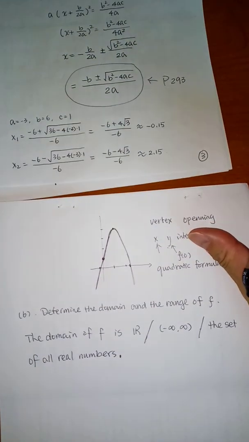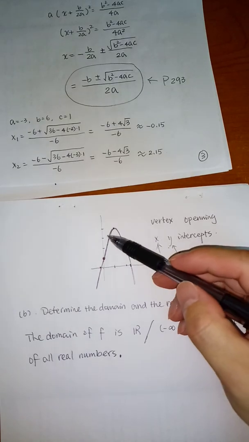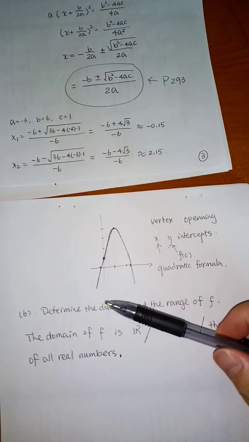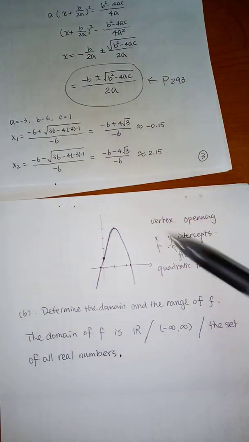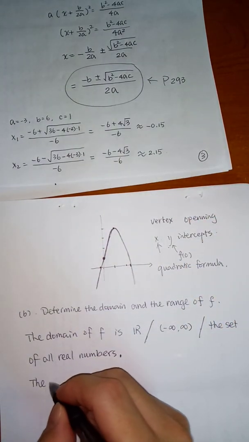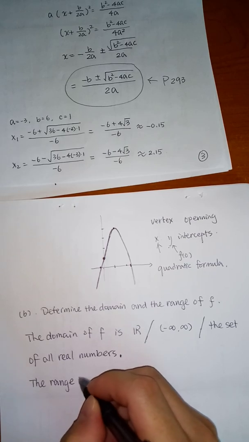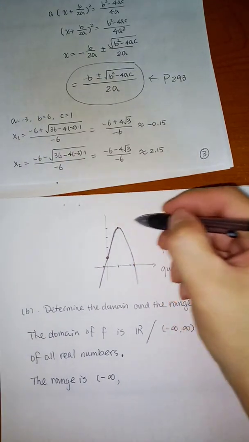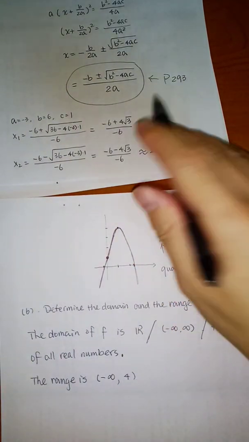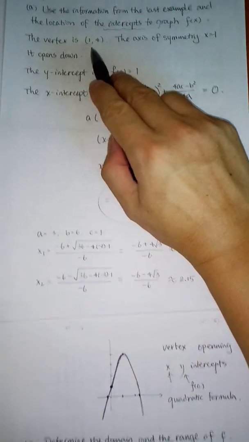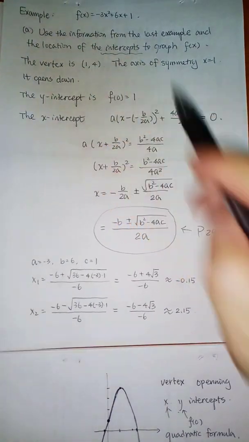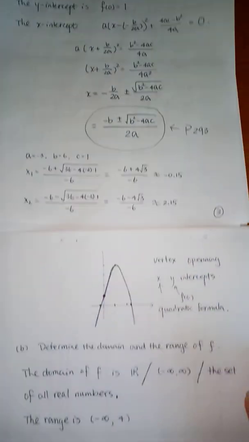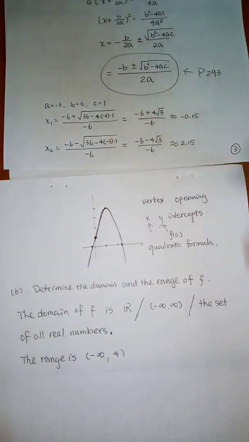And the range, let's see. Whenever this quadratic polynomial opens down, it has a maximum value. It's from negative infinity to the maximum value. So the range is from negative infinity to the highest point. The highest point is the y coordinate of the vertex. Vertex is the peak. Okay, so it's 4. So this is the range.